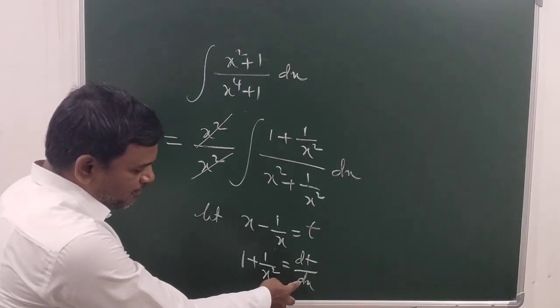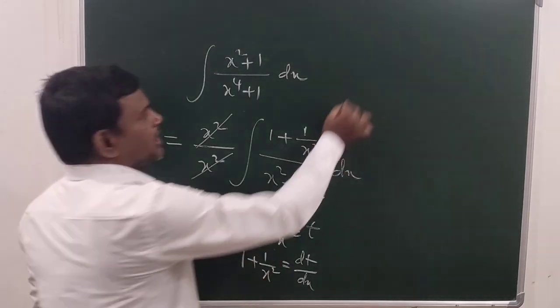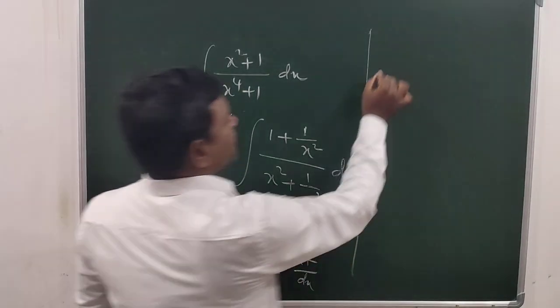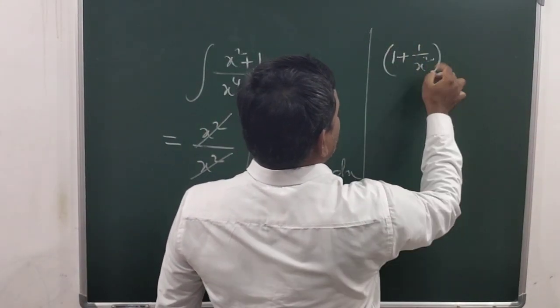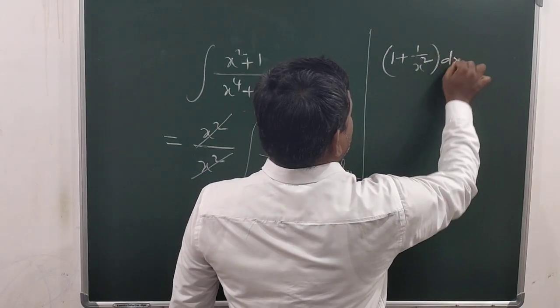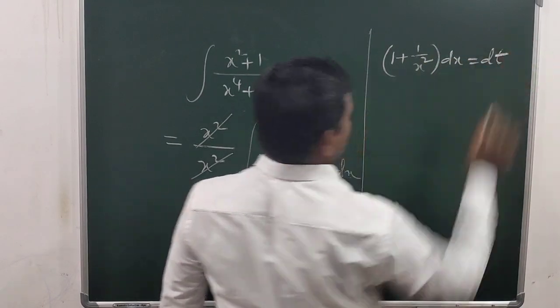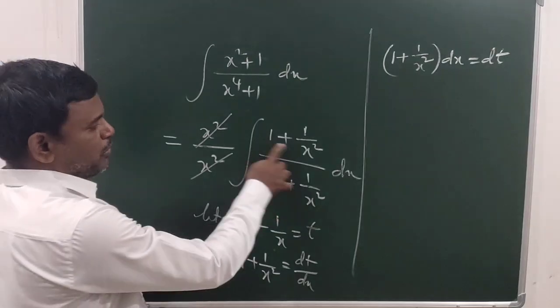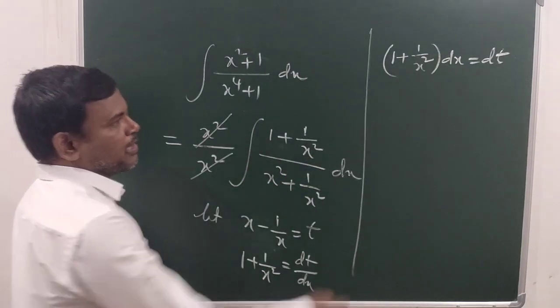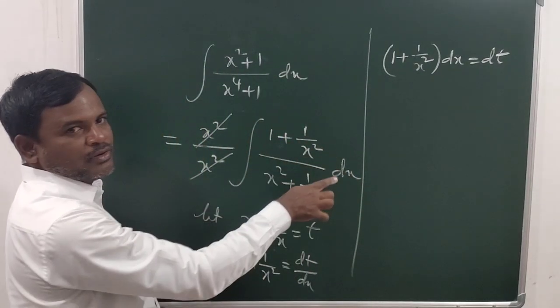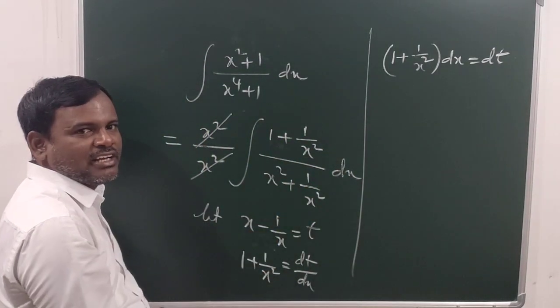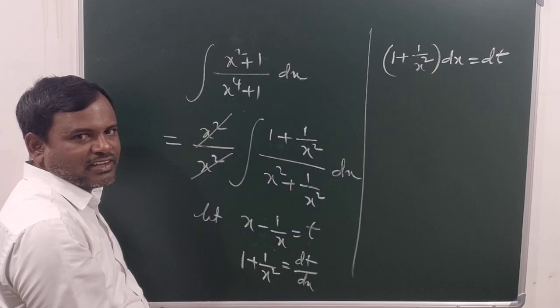So in the next step, take this dx to the right side, so that what do you get? 1 plus 1 by x square dx, which is equal to dt. Now go to the numerator part. In the numerator part, what do you have to write? dt. But in the denominator, what is there? x square plus 1 by x square is there.